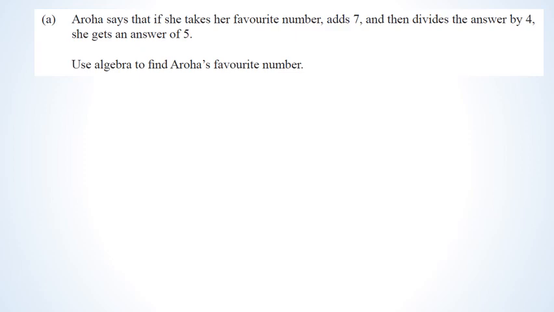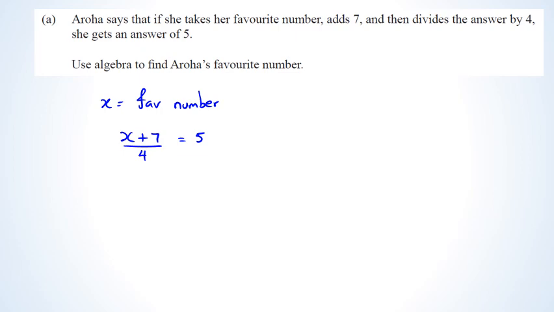Alright, so question 3a, we've got Aroha says that if she takes her favorite number, adds 7, then divides the answer by 4, she gets an answer of 5. And they ask you to find out what Aroha's favorite number is. So the first thing is putting her favorite number. I'm going to call her favorite number x. So she has a favorite number, she adds 7 to it, and then this entire answer is divided by 4, and she gets an answer of 5.